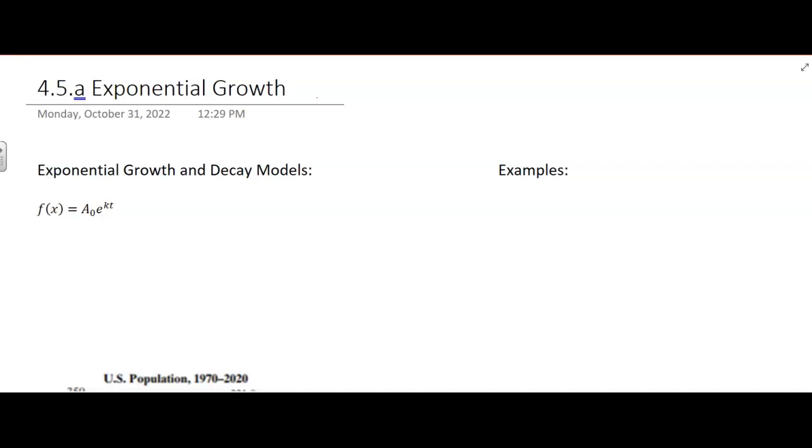And now in 4.5, we're going to show some applications of exponential and logarithmic models. The first one we're going to look at, they group it together, exponential growth and decay models. And they come in this form here: f of x equals a naught e to the kt. That's one form. Another form is A equals a naught e to the kt.